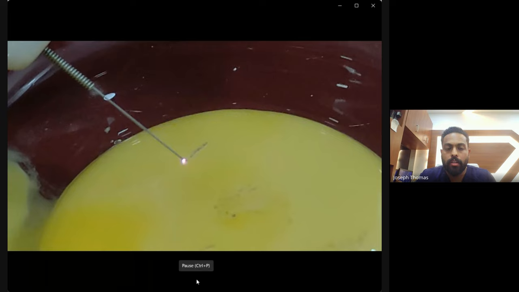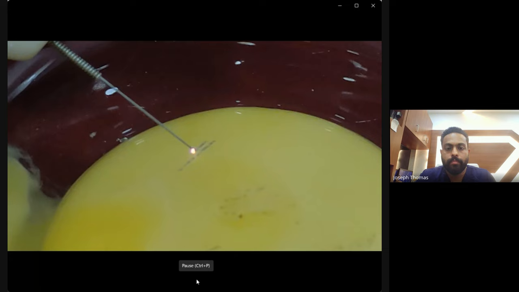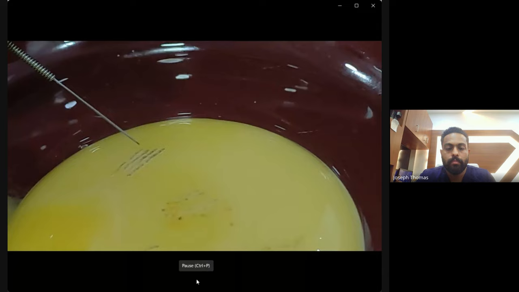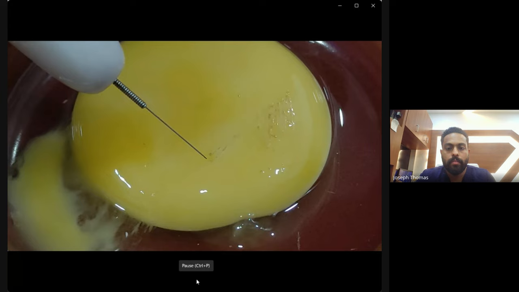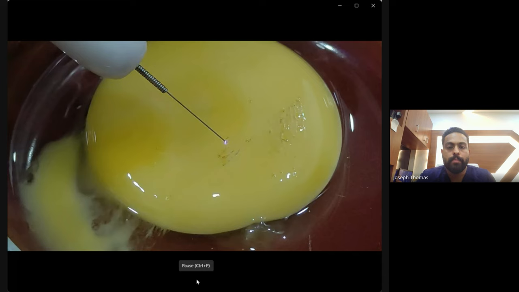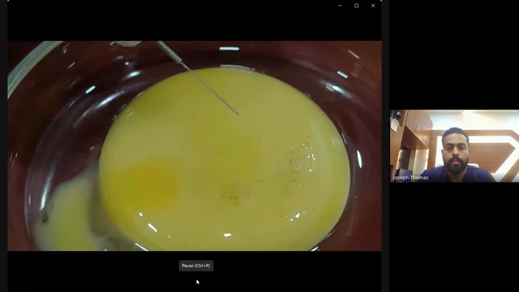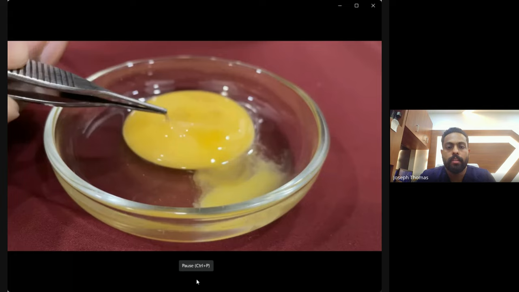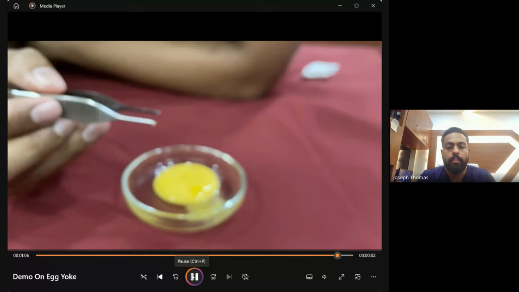So this is a plasma arc. I hope you can see, this is a plasma arc. This is a plasma arc. So now I'm trying to peel out the burn. Look at that. That is how superficial it is. I have peeled the area of the egg yolk where I have ablated. So that is the depth, that is very superficial.